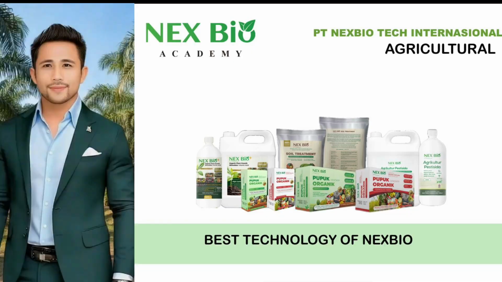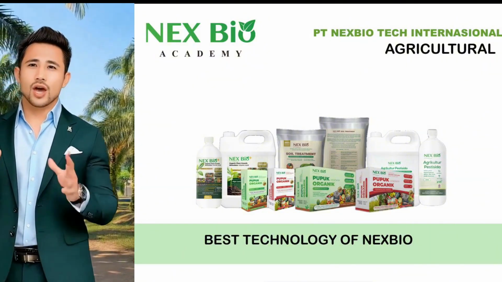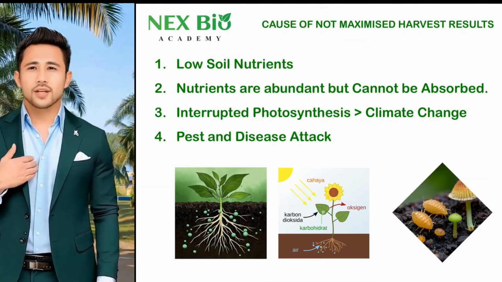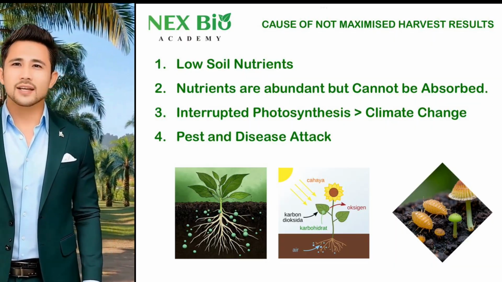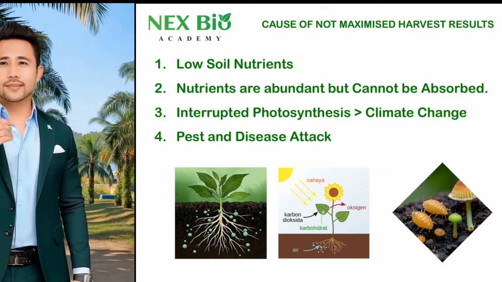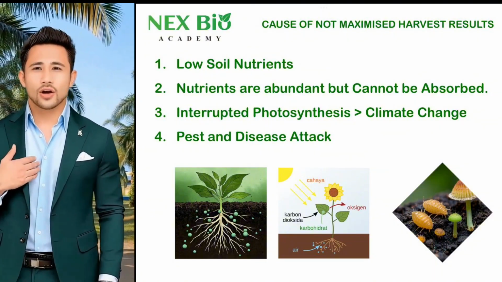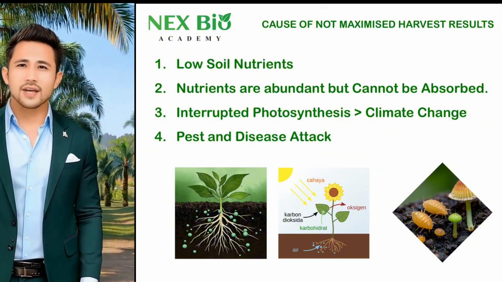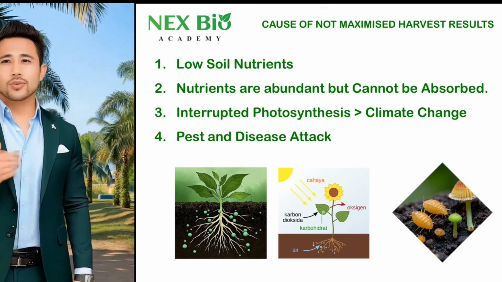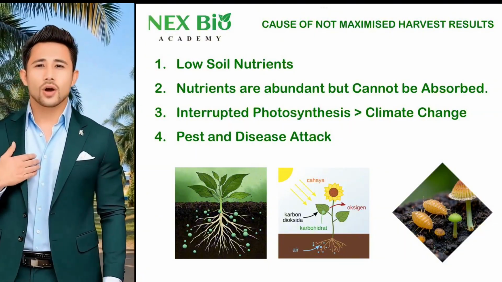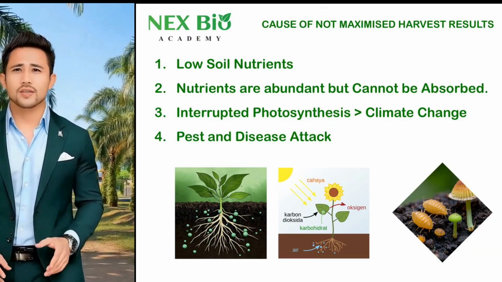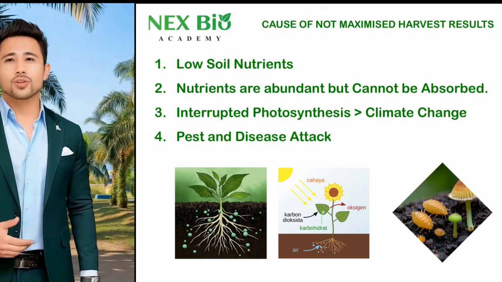I want to share with you the best technology of nexbio. The first thing I want to say to you is the causes of not maximizing the harvest result. There are 4 points. The first point is low soil nutrients. The second point is nutrients are abundant but cannot be absorbed. The third point is the interrupted photosynthesis process due to climate change. And the fourth point is pest and disease attack. As you know, these 4 points can cause, once again, not maximizing the harvest result.